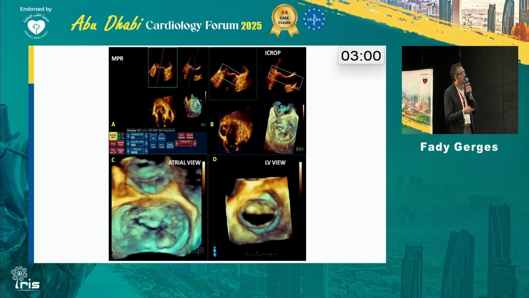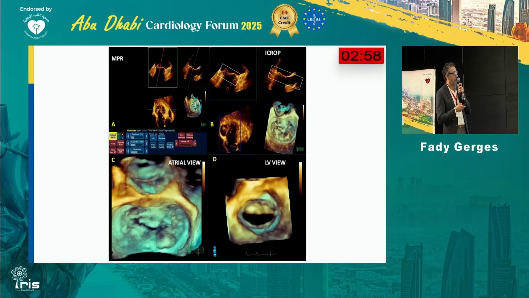So if you do eye crop for your patient during 3D, you can get a very meticulous picture for the patient and see very well the mitral valve pathology. As in here, for example, you can see a flail P3, along with a chordal rupture in the atrial view. This is the LV view. You will not see much in the LV view, but you will see the mitral subvalvular apparatus.